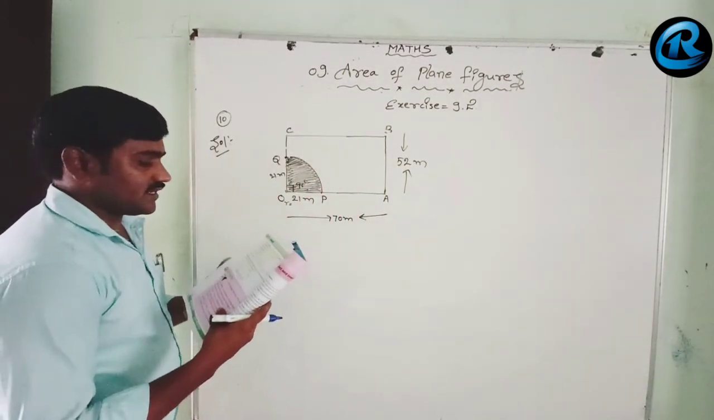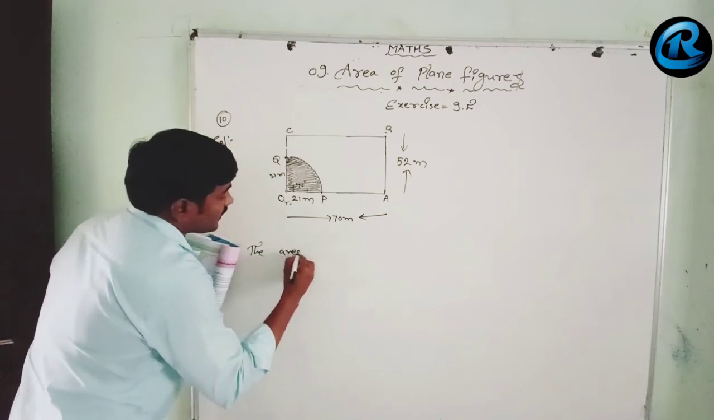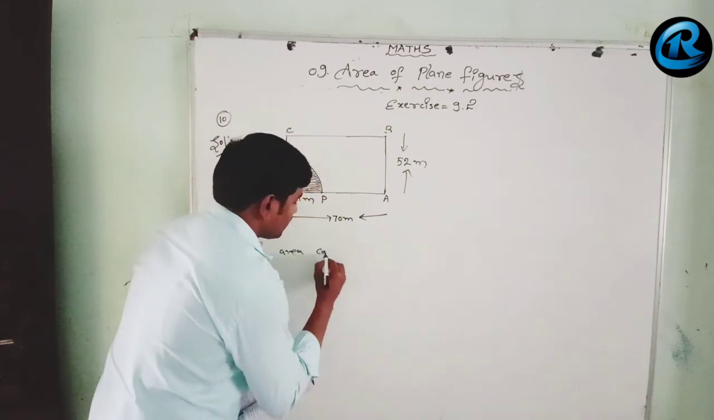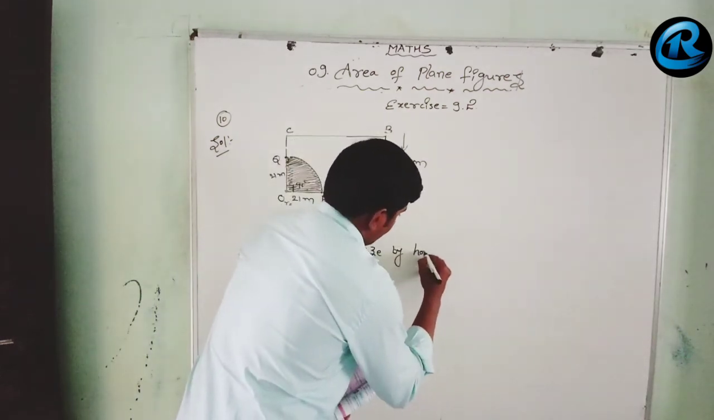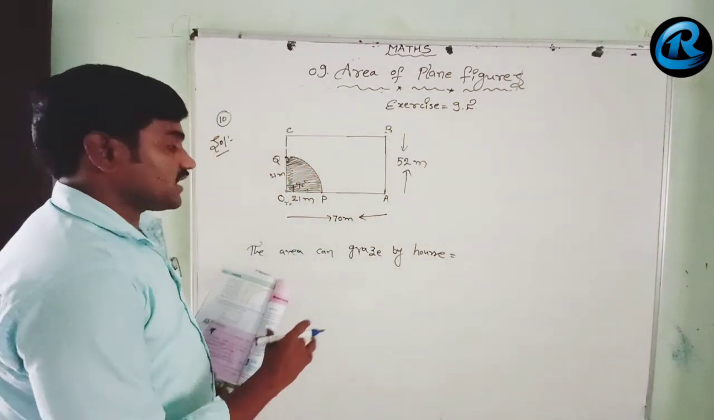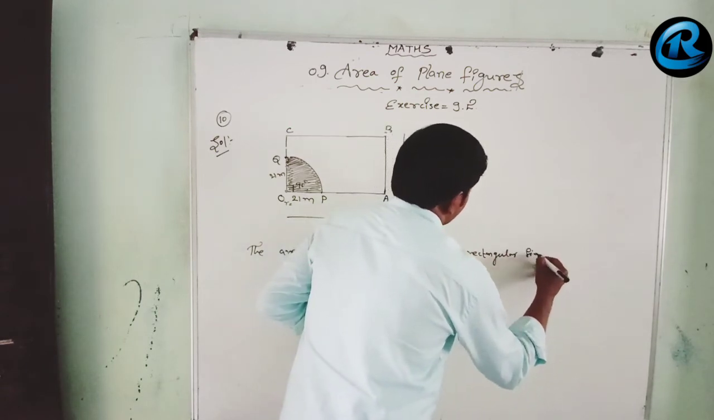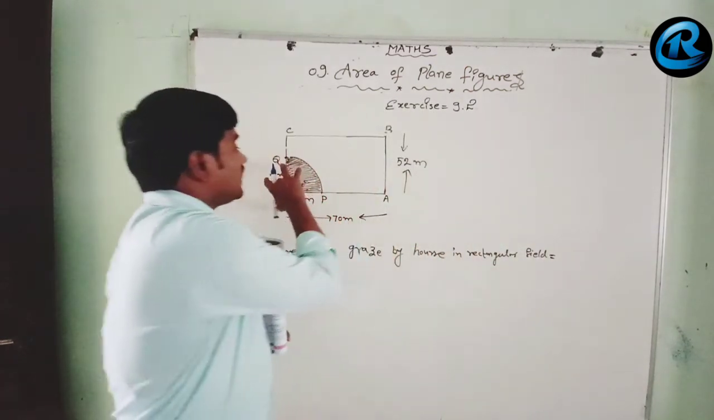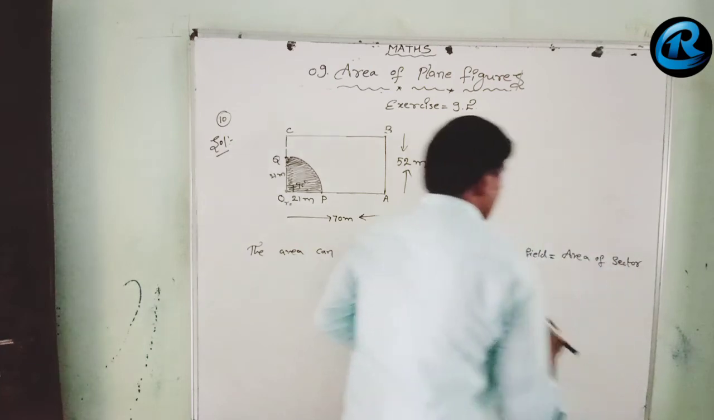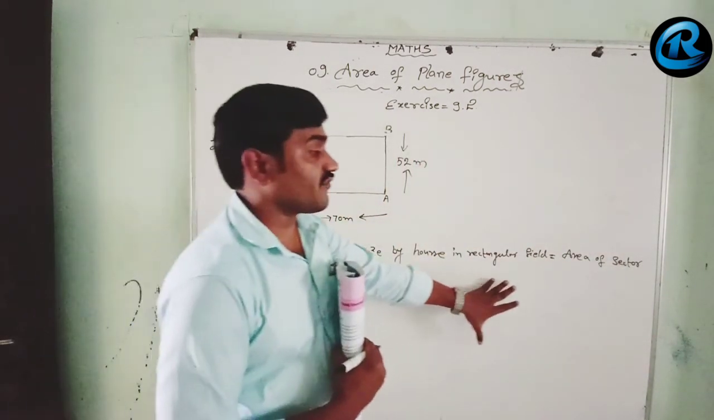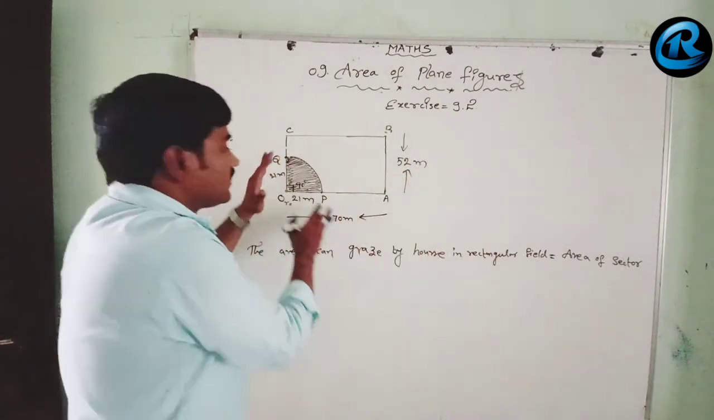How much area can it graze? The area that can be grazed by the horse in the rectangular field will be equal to the area of the sector. Whatever area we get using the area of sector formula, that much area of grass the horse can eat.